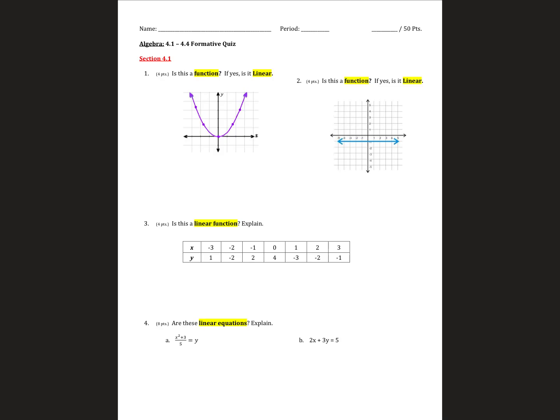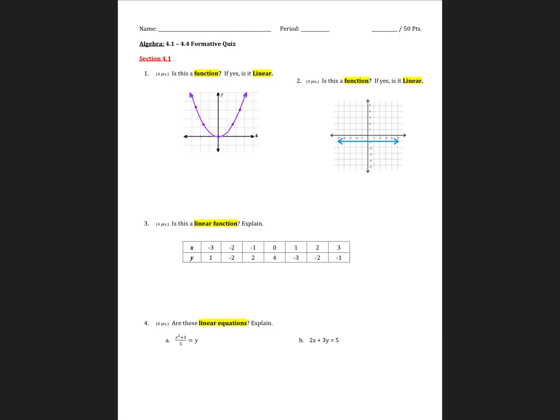Let's go through the study guide as a way to make sure you're prepared for the test. Question 1. Is this a function and is it linear? So remember that you need to check both parts, the word function and the word linear.